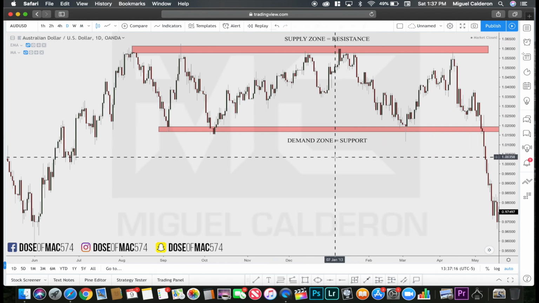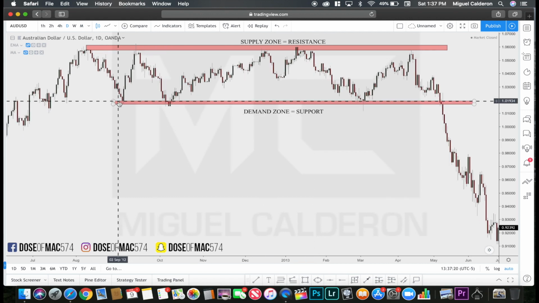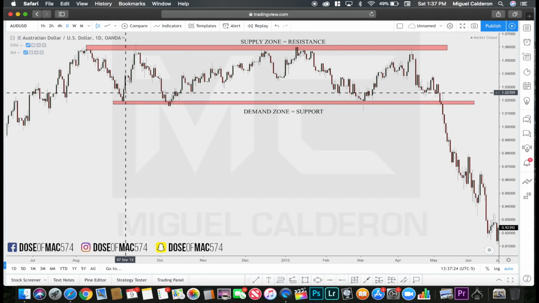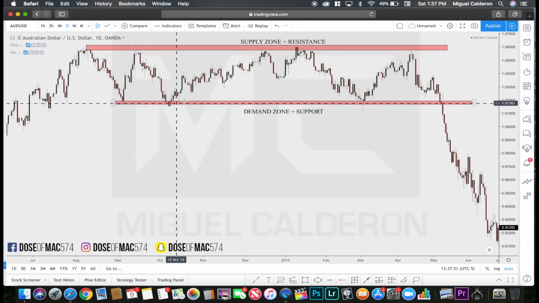demand zone equals support. Okay, and it's super key because, as you can see, every single time it came down to this demand zone, aka support, it shot up. Every time it went up to this supply zone, aka resistance, it shot down, and it was just ranging in this zone.